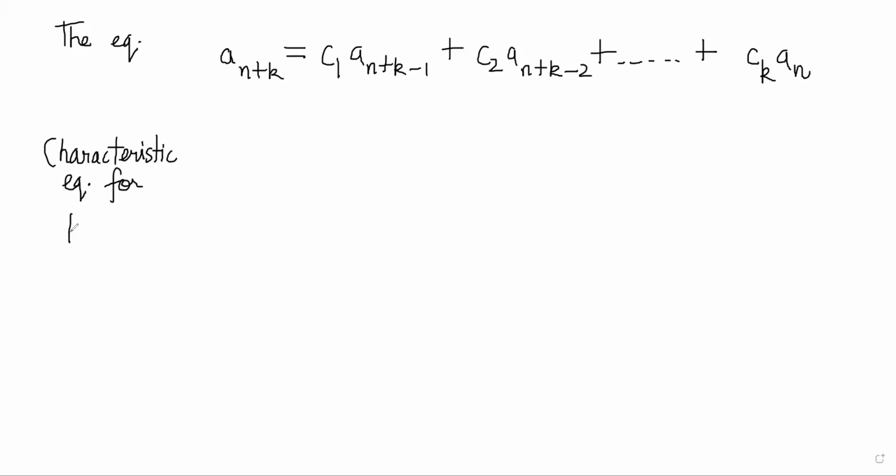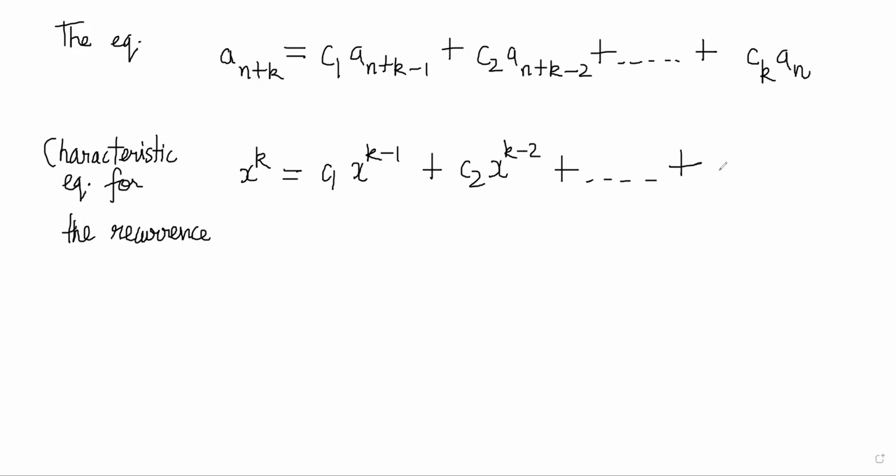Characteristic equation for the recurrence. So what is this characteristic equation? It looks like this. Here we will say x bar k is equal to c1 x bar k minus 1 plus c2 x bar k minus 2 and so on till ck x bar 0. So this equation is our characteristic equation.